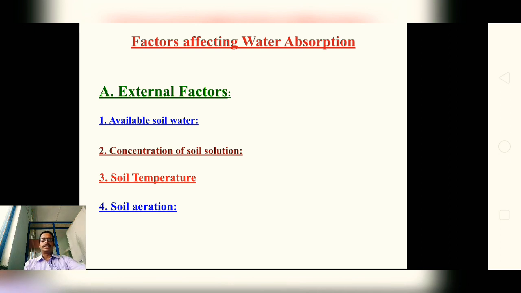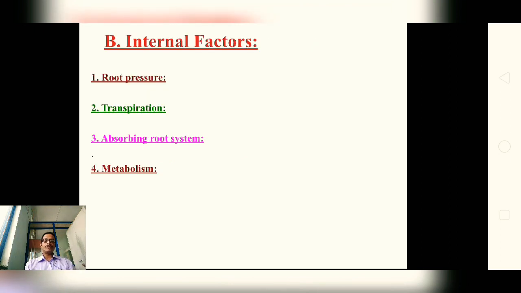There are some internal factors also, which are again very important. The first is the root pressure. In many plants, hydrostatic pressure is developed in the root, known as root pressure. This root pressure helps in the transport of water from the outer surface of the root to the xylem. The second is transpiration, as the rate of water absorption is directly proportional to the rate of transpiration. If the rate of transpiration increases, then the rate of absorption also increases.